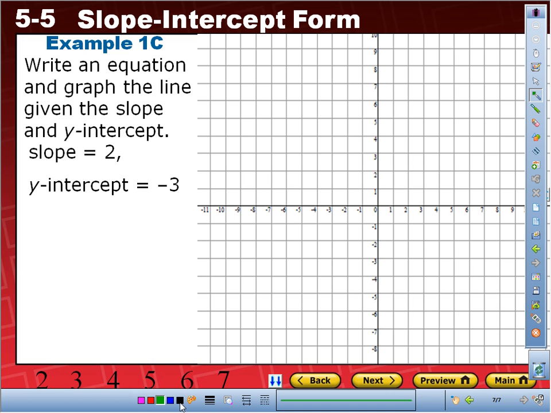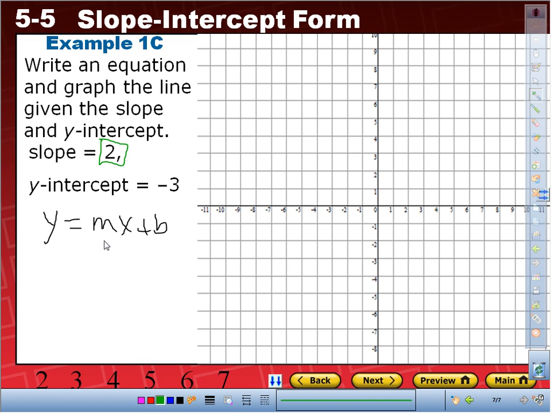So, step 1. Solve for y or write a slope-intercept form equation. Do we have an equation? No. So you write your form. Y equals mx plus b. From there, do they give us a slope? Yes. What is my slope? 2. So we write that right there. What is my y-intercept? -3. That goes right here. And I bring everything else down. Y equals 2x minus 3. There's my equation. Did we write our equation?